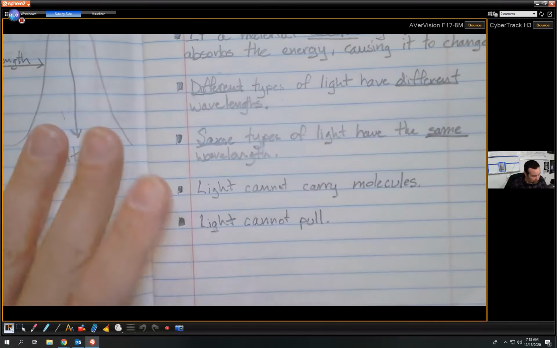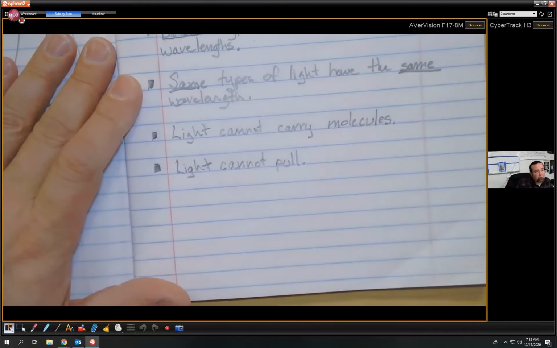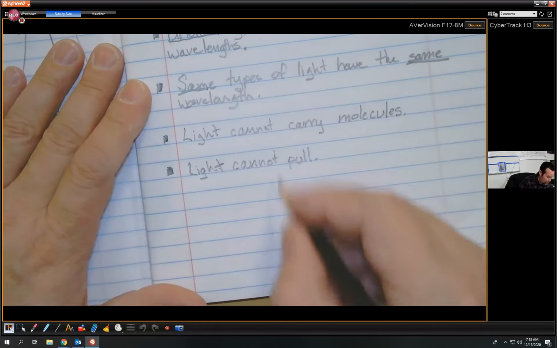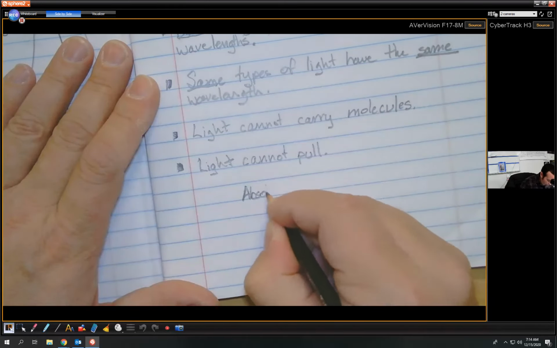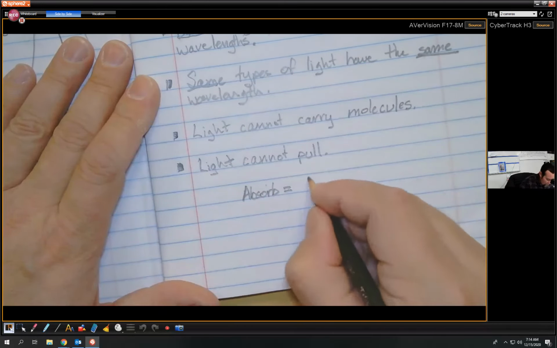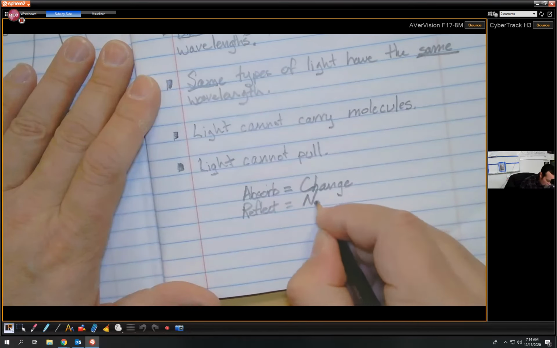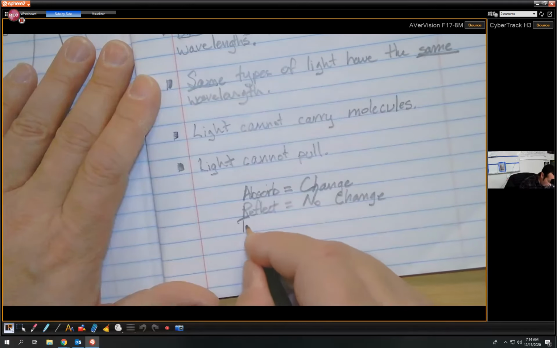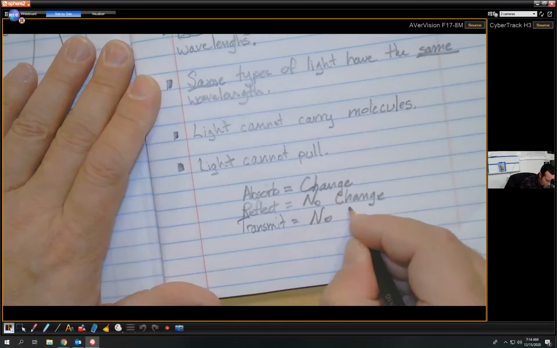All right, we're almost done. We're just doing this one page. Once this page is filled up, we're done. So this is more for not just vocabulary, but also concept. So we're just going to write 3 mathematical equations here. Absorb equals a change. Reflect equals no change. And transmit equals no change.